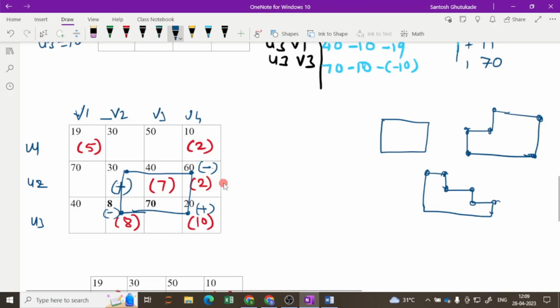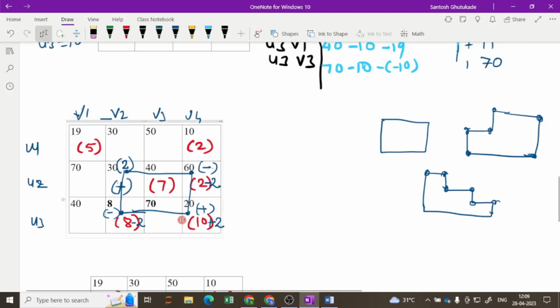So I am adding 2 here. So here there are 2 allocations. Now subtracting this 2 from the previous allocation, 2 minus 2, here it becomes 0. Here there is a plus sign, so I add, that is 10 plus 2, and here there is a negative sign, so I subtract, 8 minus 2. So this is the allocation after creating the loop.